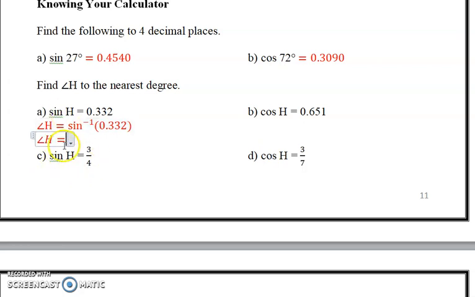Angle H is equal to, we put that on our calculator, remember second function, because it's above the sine, sine minus 1, so that means the inverse sine of 0.332. You'll hear it as the arc sine too, and you get 19.39902 dot dot dot, which is going to equal 19 degrees.